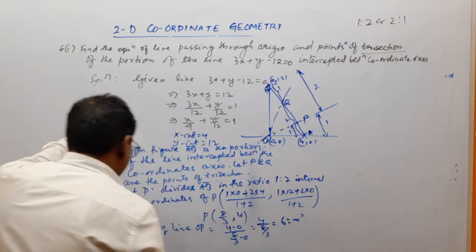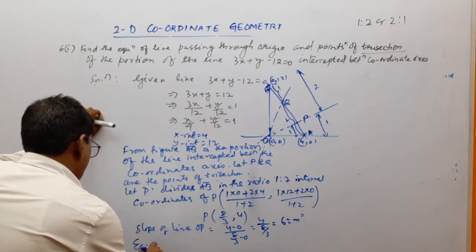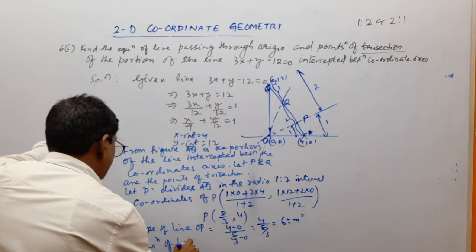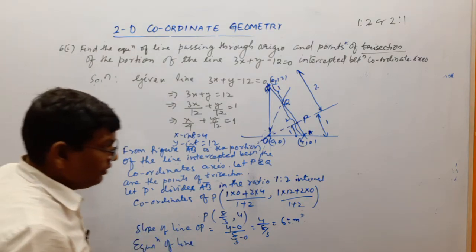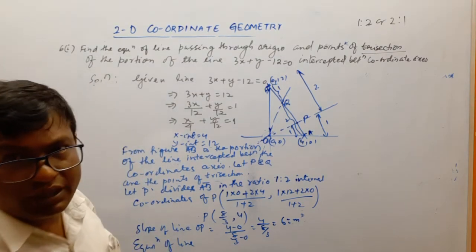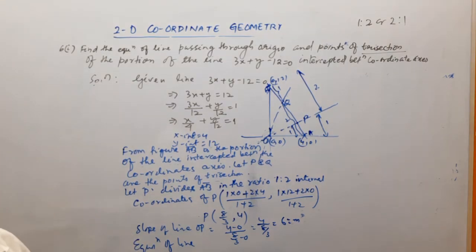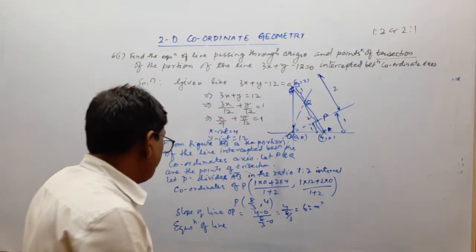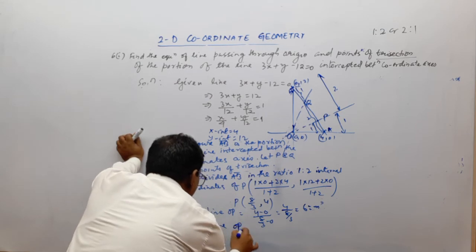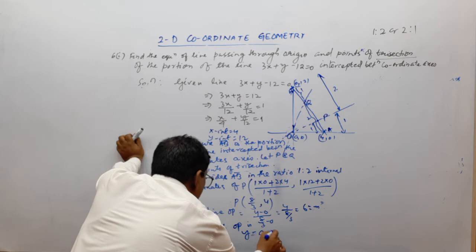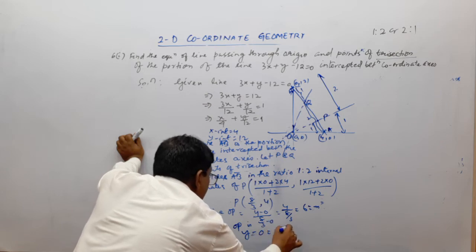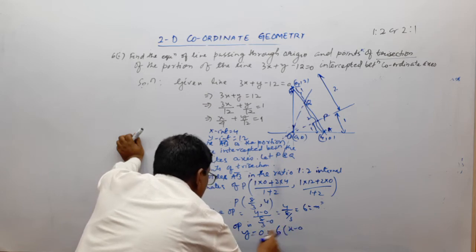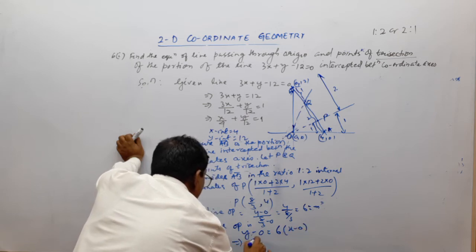Now equation of line OP. Equation of line OP is y minus 0 is equal to m, that is, 3 by 2, into x minus 0. So y is equal to 3 by 2 x. That implies the equation of line OP is y equal to 3 by 2 x.